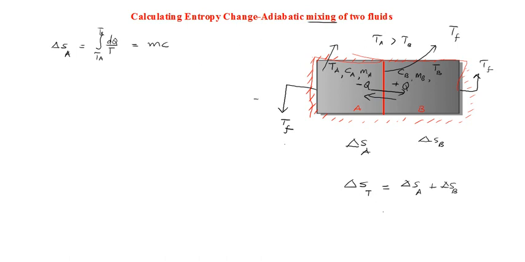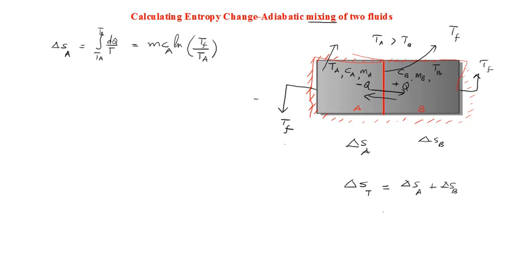MC of A log T final divided by T initial for A. So since MC, TF and TA, if they are known, you will be able to calculate this one. So that is the thing.